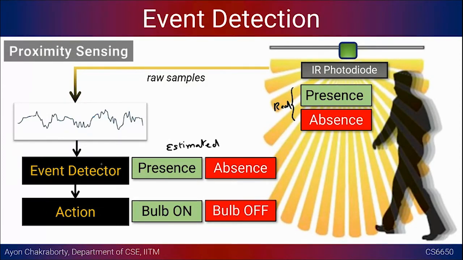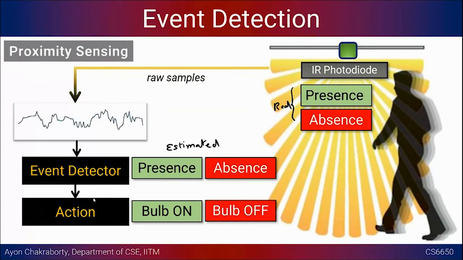And based on the detector decision, it is going to take an action, right? So this is the actuation part, where the system is going to turn on the bulb or switch off the bulb in the room.